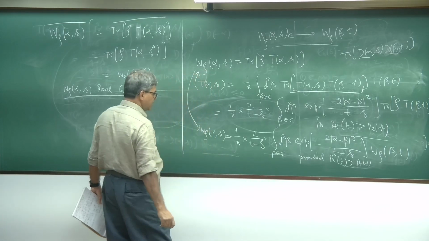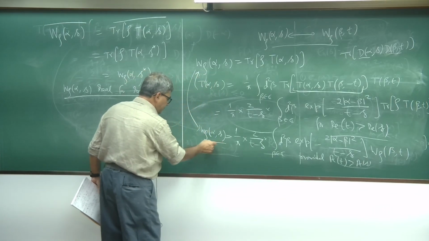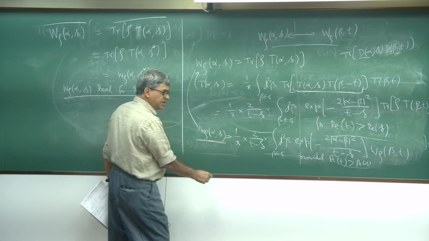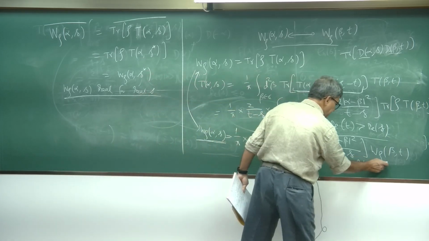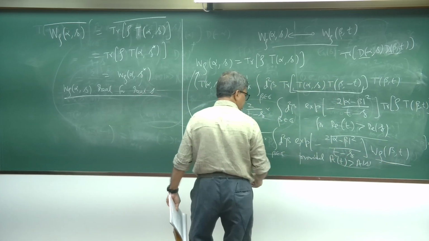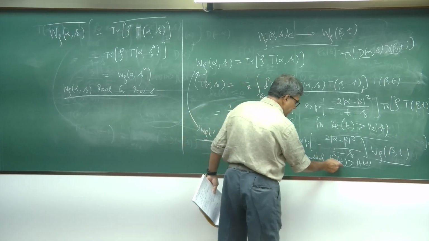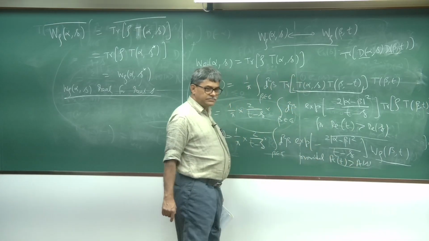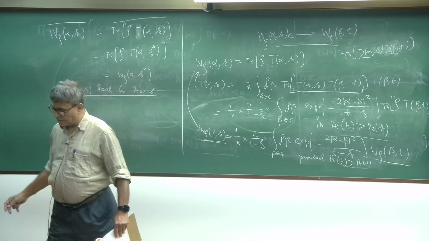So, you see that this phase space distribution function is connected to this phase space distribution function through such a relation, provided the real part of t is greater than the real part of s. Otherwise, of course, it does not make sense. Okay.